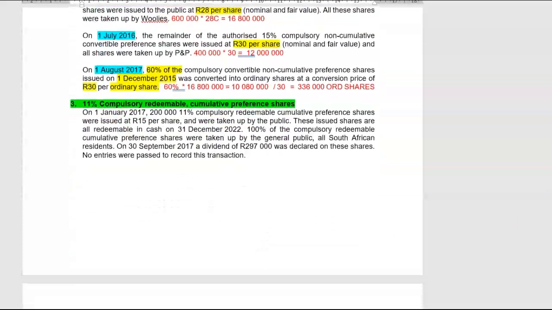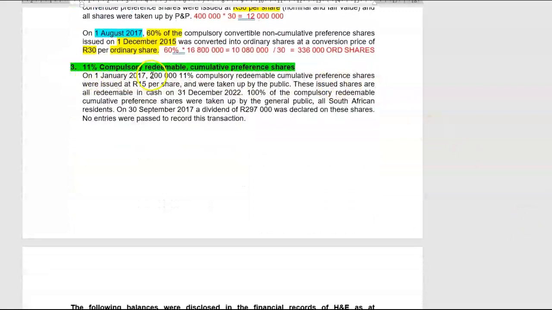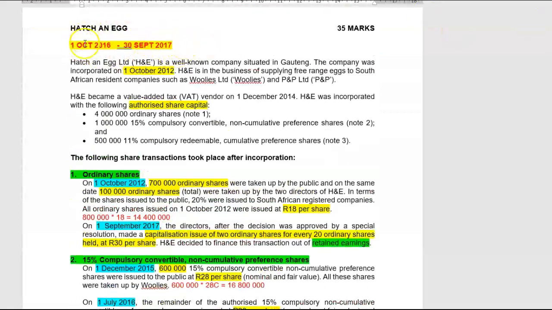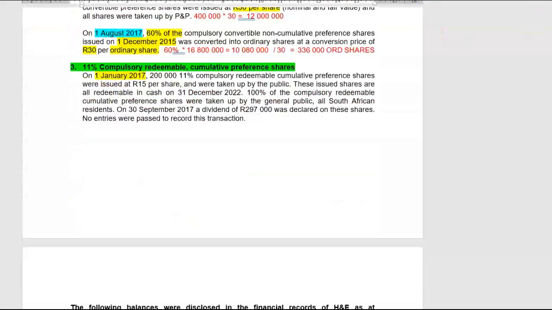Right, then 11% compulsory redeemable cumulative pref shares. On 1 January 2017, when was 1 January 2017, guys? Very important. It was in the current financial year. On 1 January 2017, 200,000 11% compulsory redeemable cumulative shares were issued at 15 Rand per share and were taken up by the public. These issued shares are redeemable in cash on 31 December 2022, about 5 years thereafter. 100% of the compulsory redeemable cumulative pref shares were taken up by the general public, all South African residents.